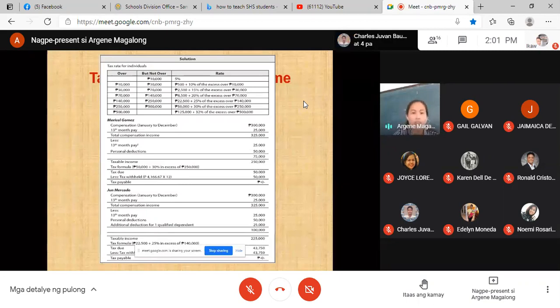At yung kanyang personal deductions, kung makikita niyo doon sa table for individuals, nandun siya sa over 250,000, but not over 500,000. So, kaya meron siyang personal deduction na 50,000. Okay, 75,000 lahat yung hindi taxable. Kaya ang taxable income lang sa kanya ay 250,000. So, ang tax formula ay 50,000.